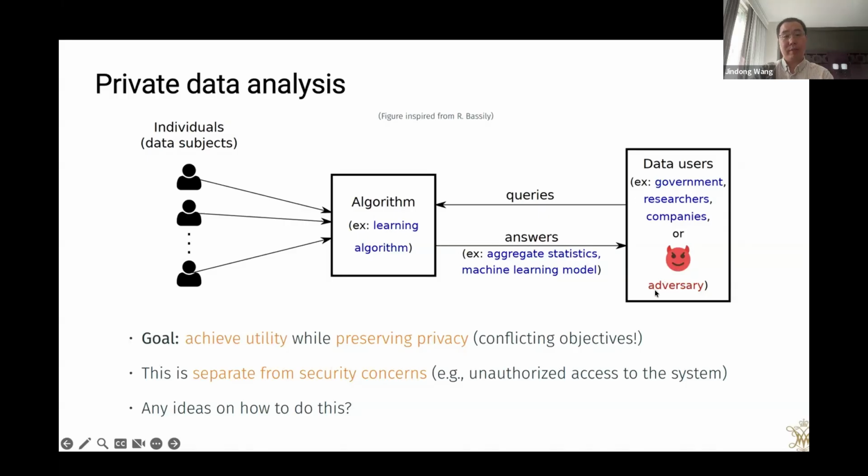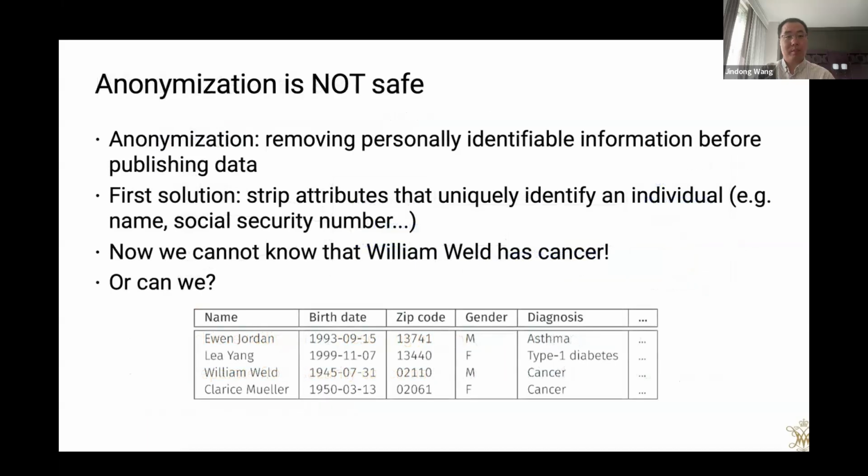So what if this bad guy can do something bad, but you still want to use the platform because you want to use TikTok, but you want to protect your information against these bad guys. So the goal is to maintain the balance, like to achieve utility while preserving privacy. So this is something we do. This is separate from serious concerns like unauthorized access to the system. So we need to develop ideas to do this. But if you have an idea, that's actually an attack.